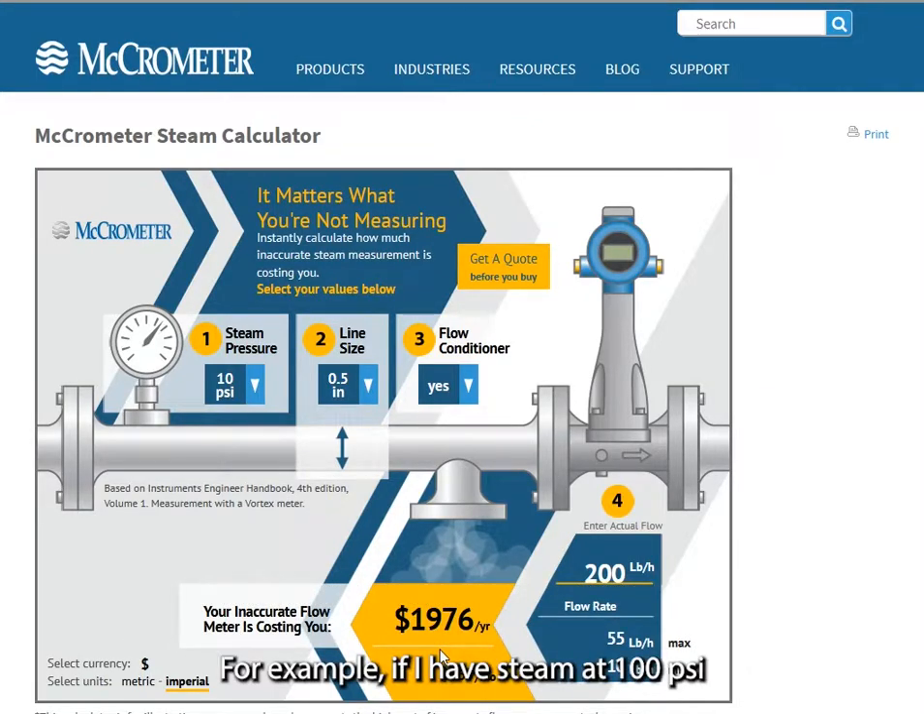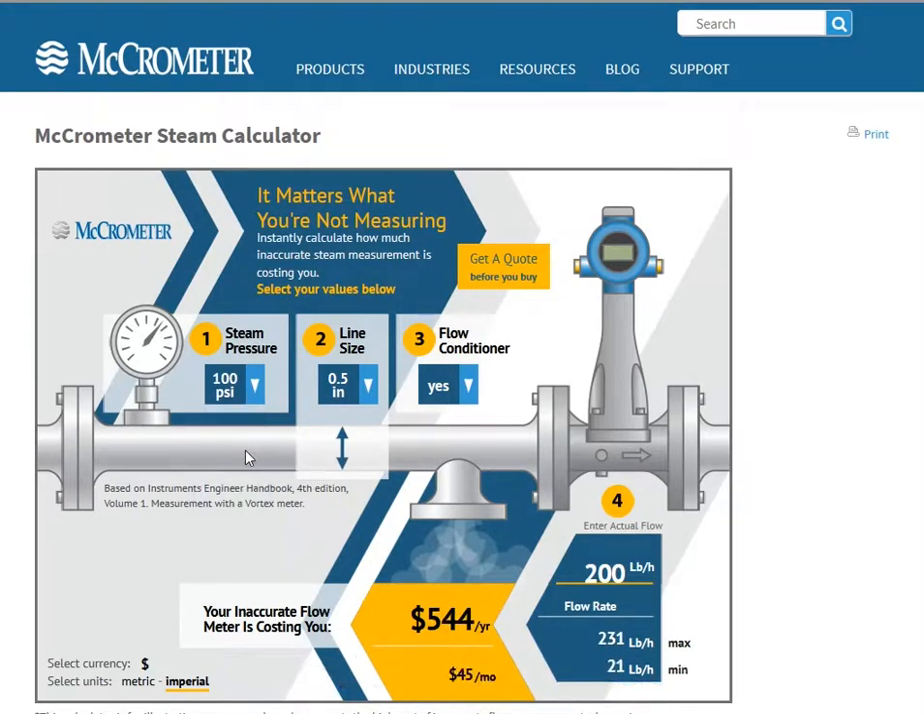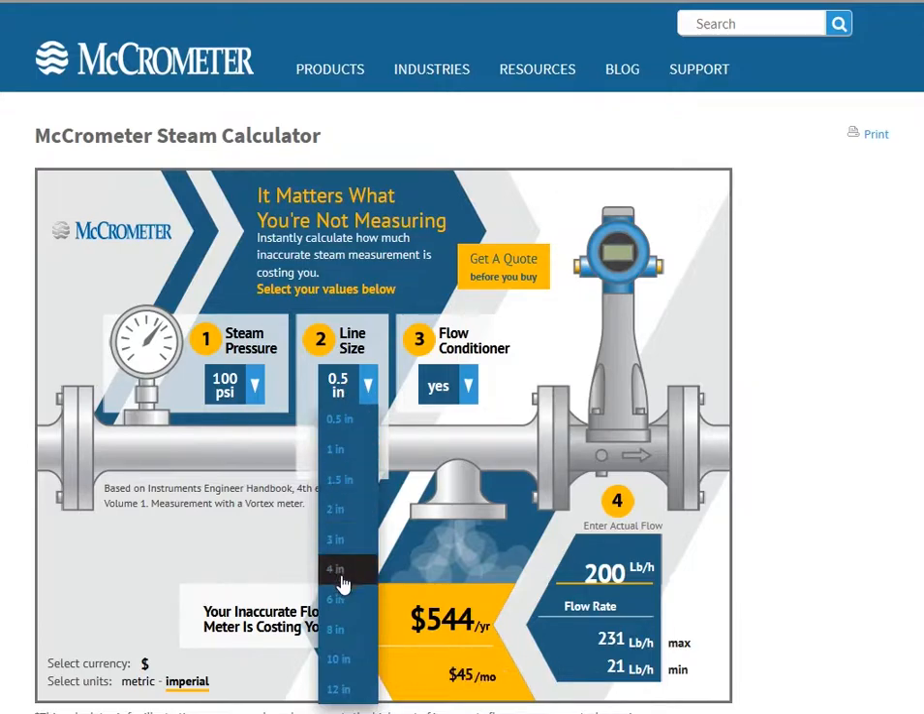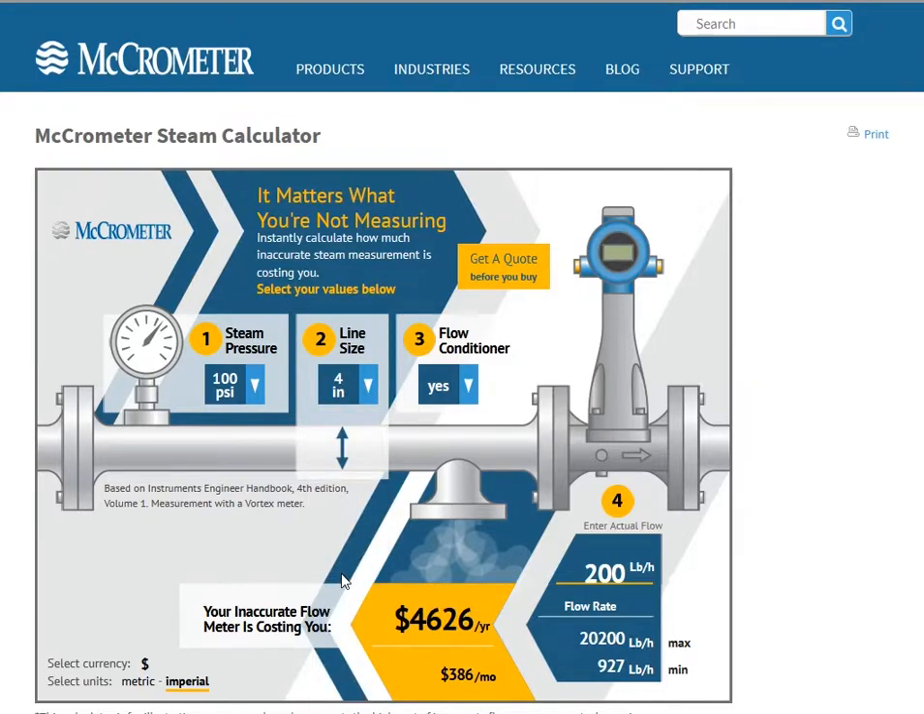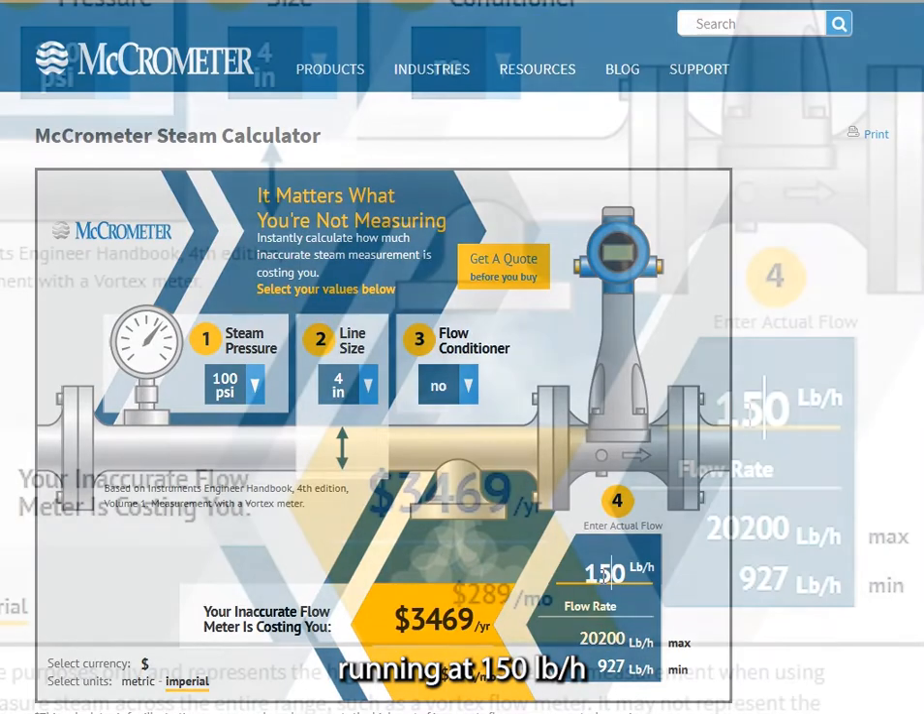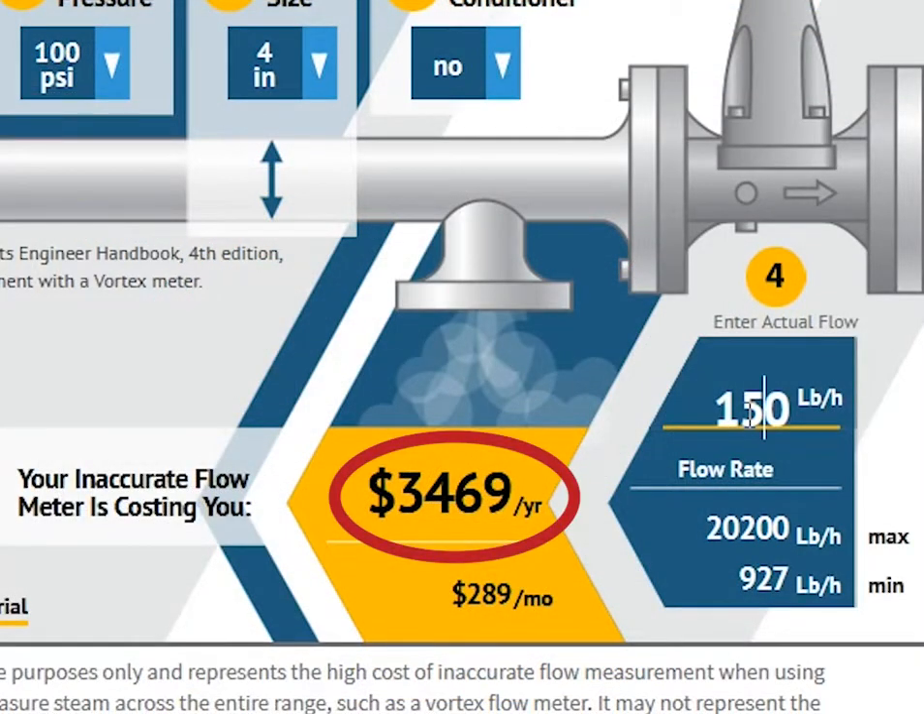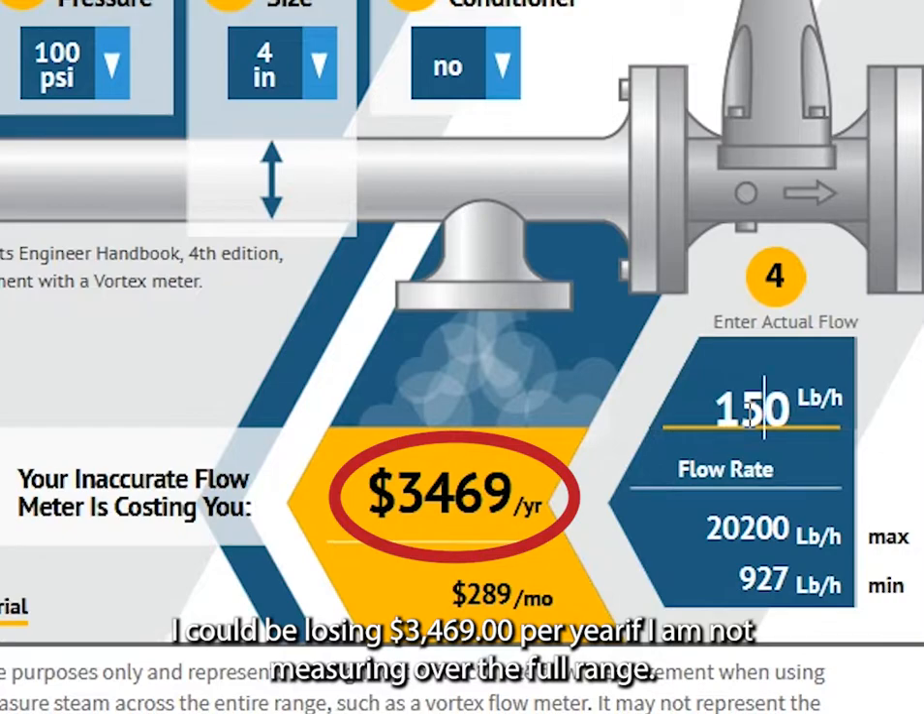For example, if I have steam at 100 psi in a 4-inch line size with no flow conditioner, running at 150 pounds per hour, I could be losing $3,469 per year if I am not measuring over the full range.